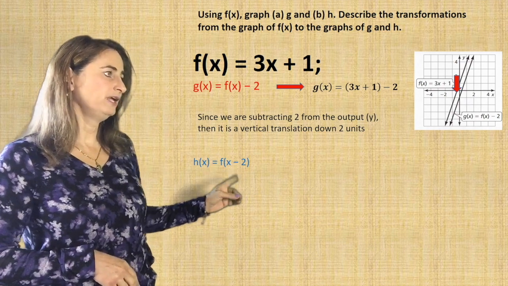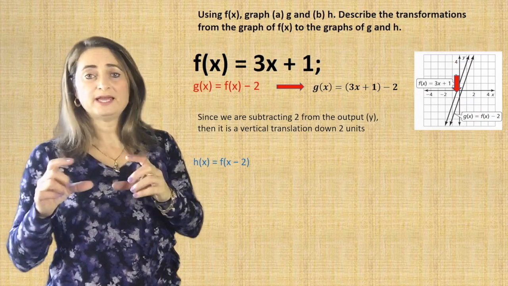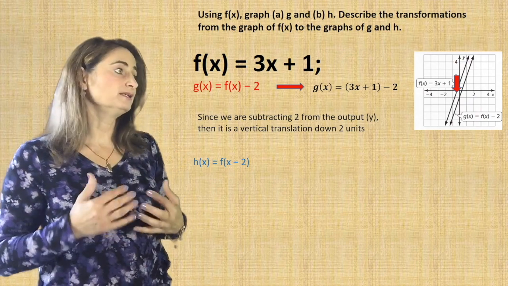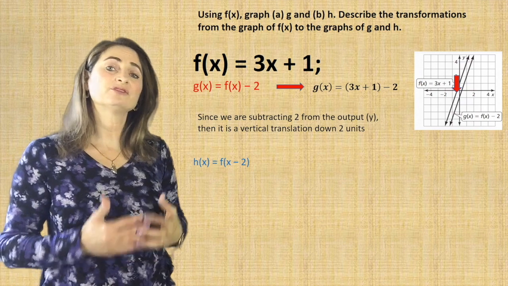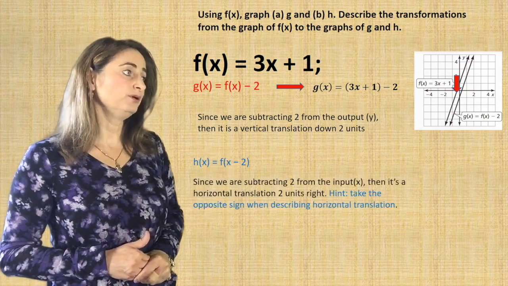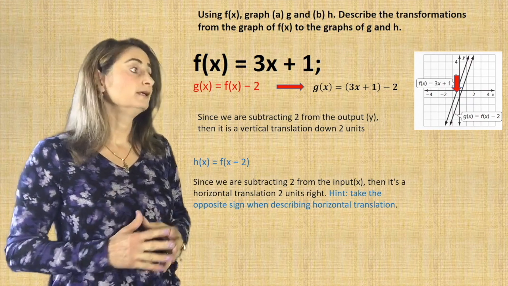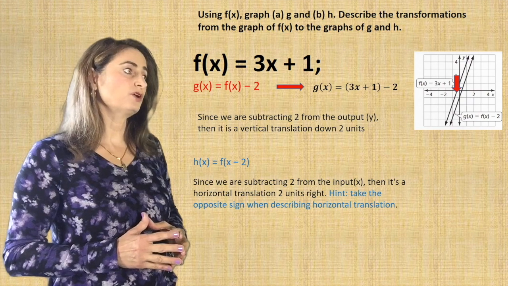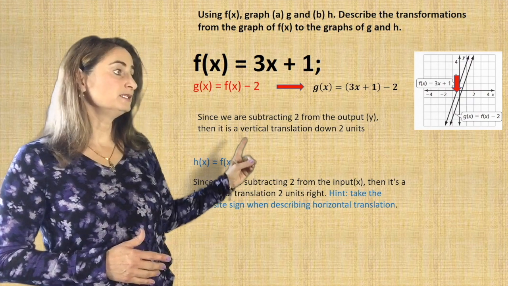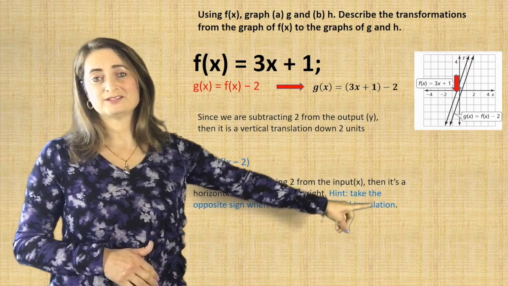Now the second one, h of x, watch: f and then the x in parentheses, subtracting 2. So that's a change for the input x. Since we are subtracting 2 from the input, then it's a horizontal translation 2 units right. Hint, take the opposite sign when describing horizontal translation. Since you are subtracting 2, then you're going to the right 2 units, and here's the graph.